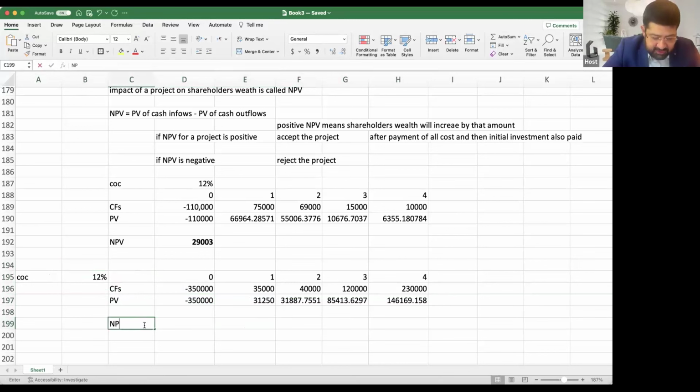Yes, so NPV is the sum from here to here. Negative 55,000. The project is unable to pay its own costs, its own investments. So we should reject it. I hope it is clear.